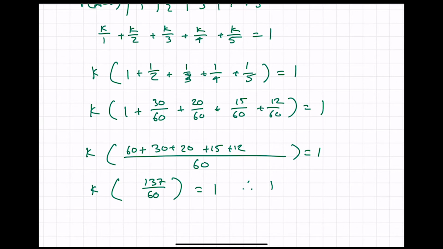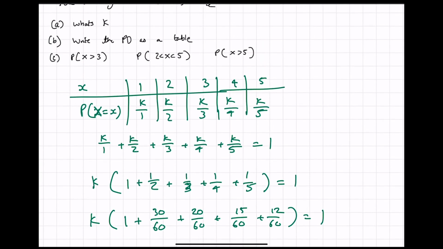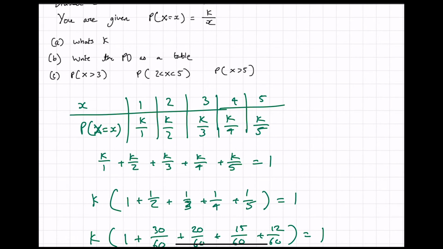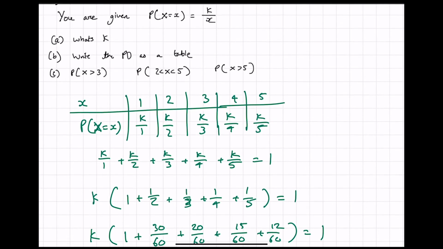That equals 1, therefore k is equal to 1 divided by 137 over 60. What I was trying to say is if you divide by 137 over 60, it's the same as multiplying by 60 over 137. So it's just 60 over 137, and that is your answer for k. So now we know what the value of k is. That's pretty much how I do it. It seems like quite a long question in terms of how you do it, but that's pretty much it.